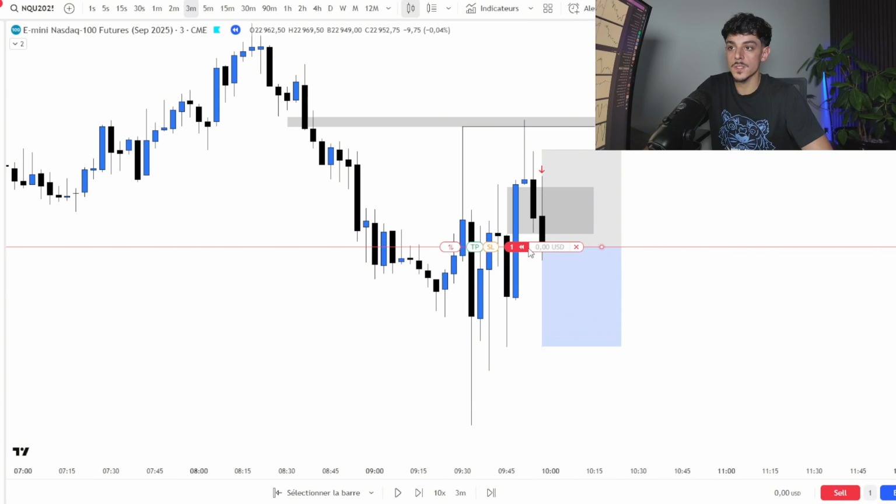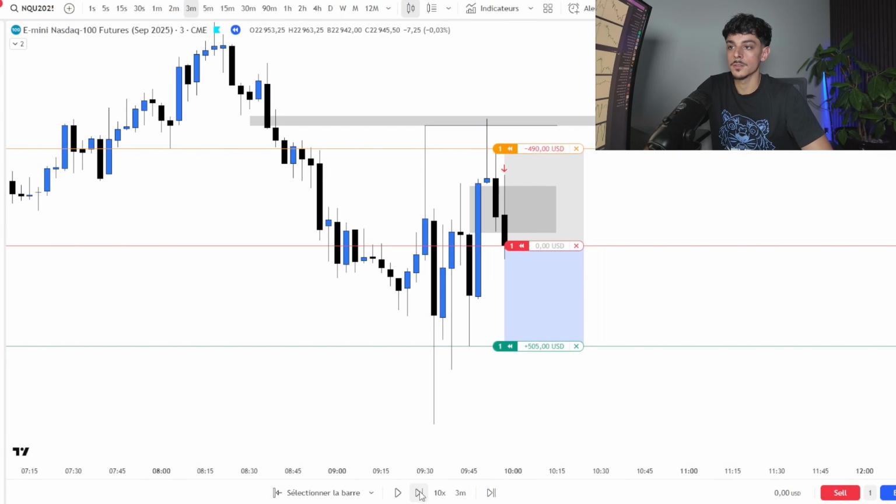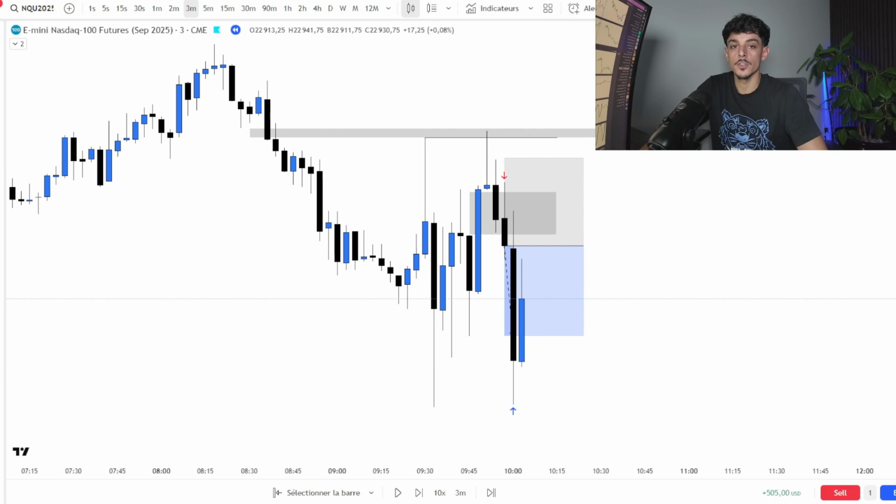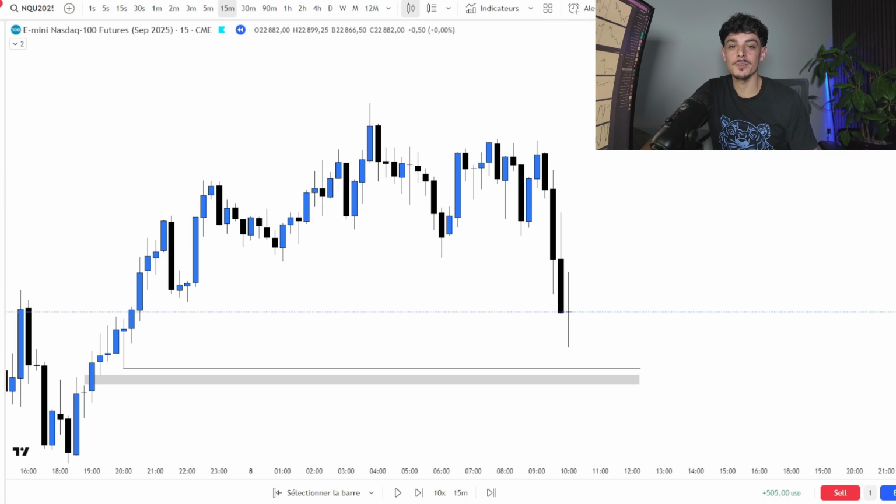So right here I will sell, stop loss right here, take profit at a 1-to-1, and let's see what price does. And in 1 minute, you hit your target. Here's the second trade you could have caught this week, which happened on Tuesday, July 8th.